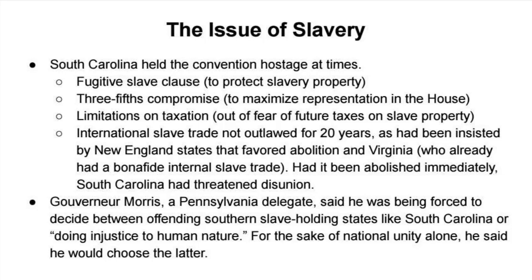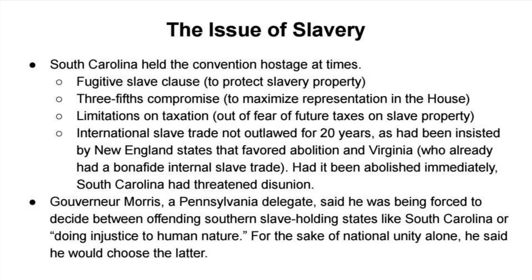They demanded that the international slave trade not be outlawed right away. And it really would hurt South Carolina in particular if the slave trade had been abolished. States like Virginia, who'd had a slave trade for quite some time, have an internal slave trade, and they're not really worried about the international slave trade, whereas South Carolina is still dependent on the importation of slaves. They don't have much of an internal slave trade the way Virginia had.